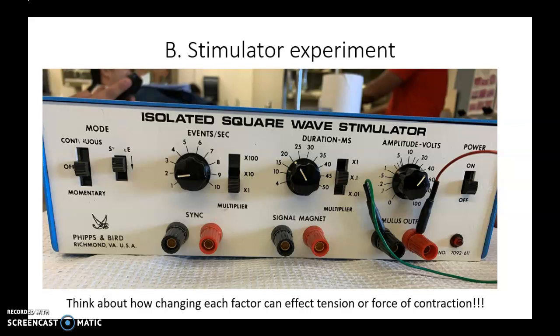The second one is duration, which is in milliseconds, and that actually tells us the length of the shock that we will experience. So it can be 10 milliseconds, 50 milliseconds, and it also has a multiplier. And the third one is amplitude, which is actually showing us the strength of the shock.